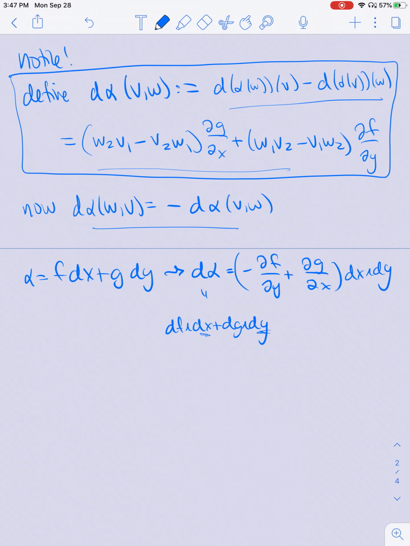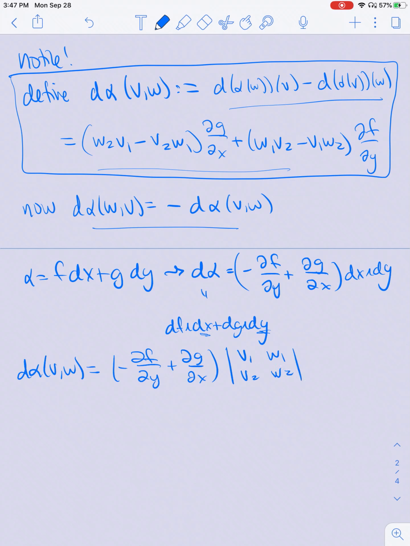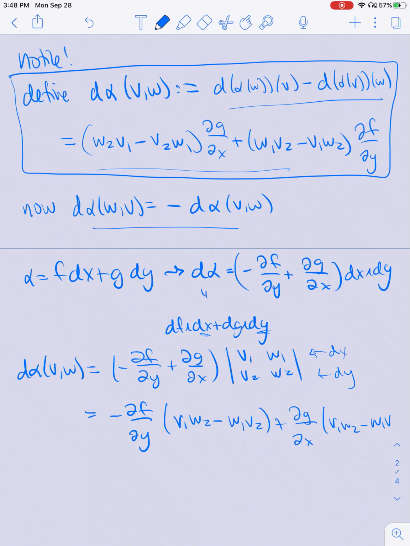Okay, so then d alpha of v, w ought to be negative df/dy plus dg/dx times the determinant of v1, v2, w1, w2, because this is dx applied to v and w in the first row, and the second row is dy applied to v and w. And then what we end up getting is negative df/dy times (v1 w2 minus w1 v2) plus dg/dx times the same thing, v1 w2 minus w1 v2.